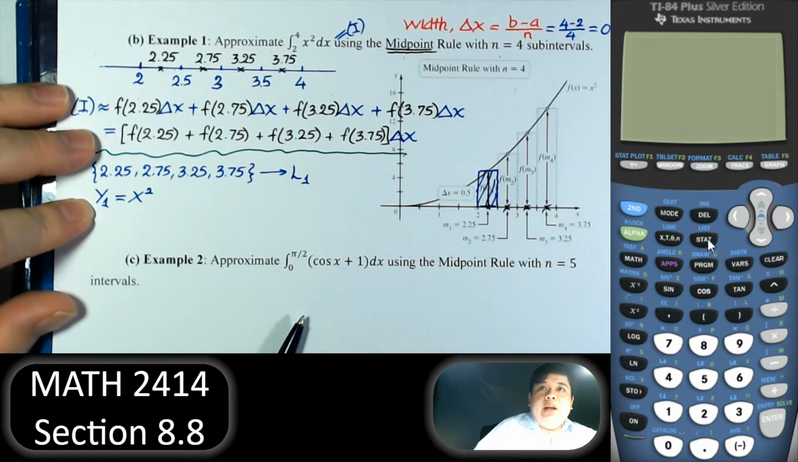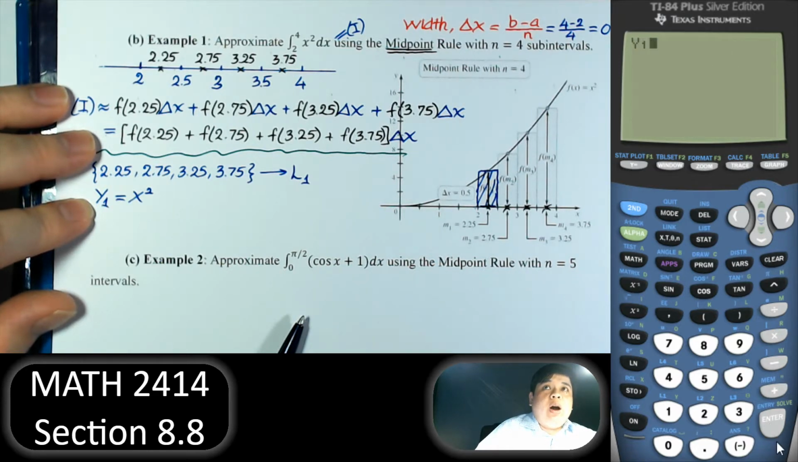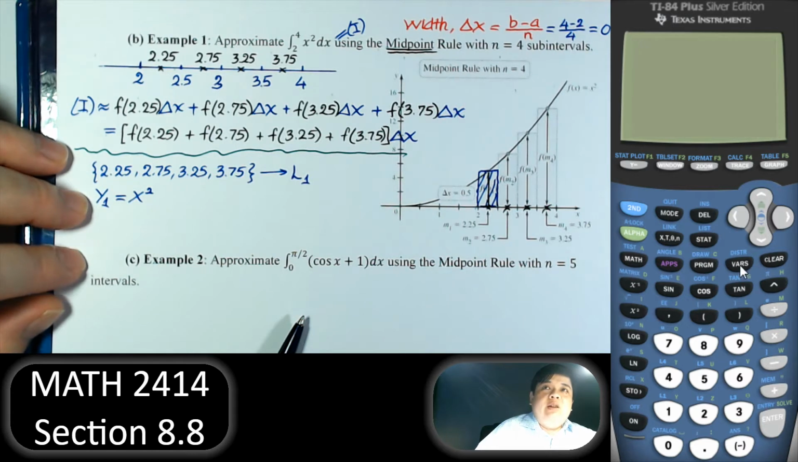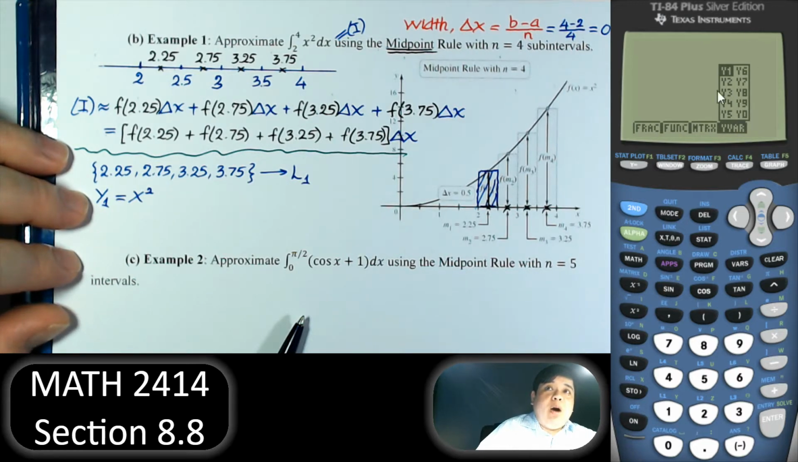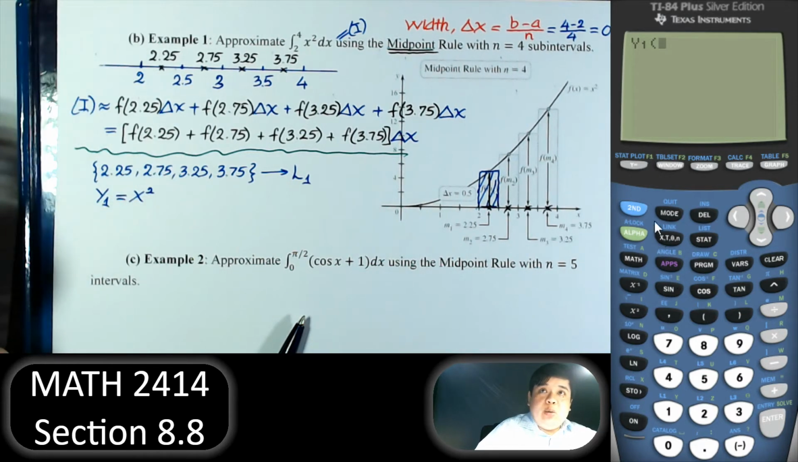So we hit variable, y variables, function y1. That's one way to do that. Another way is alpha, trace, and there's y1. If your calculator does not have the bottom menu, that's fine. Just go variables, and then here I have that option. And we evaluate at all of the points here. So it will be second, number 1, and we have those values.